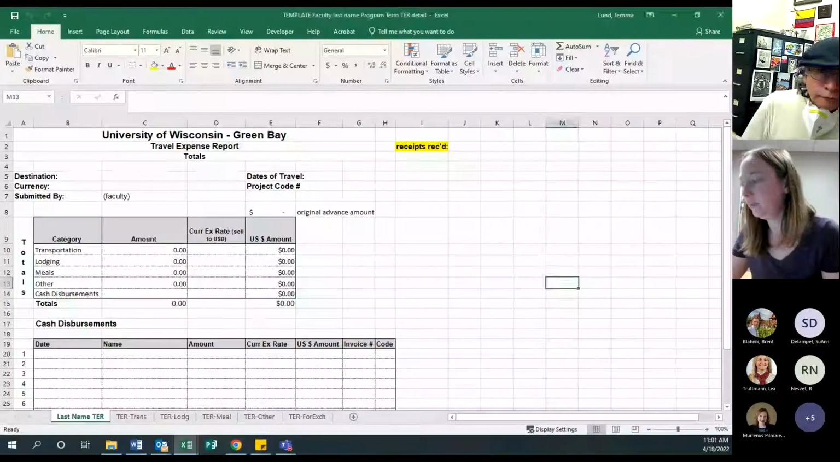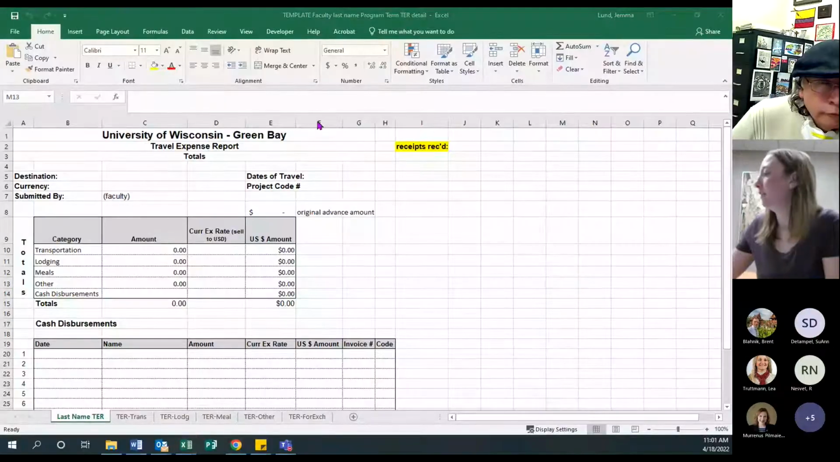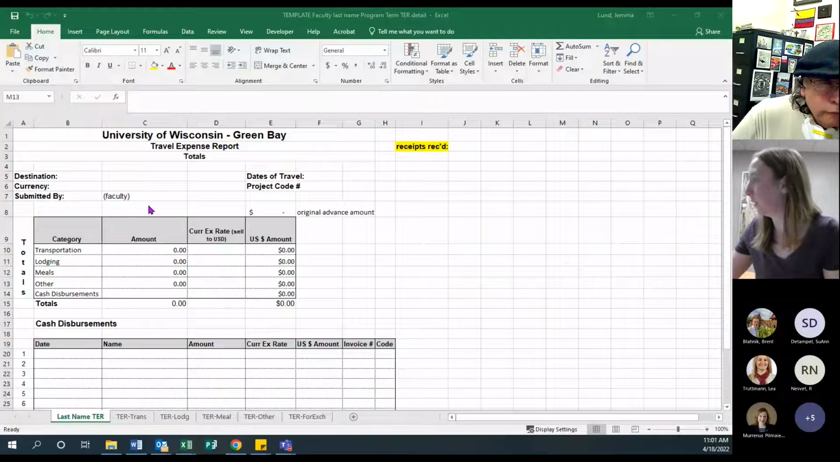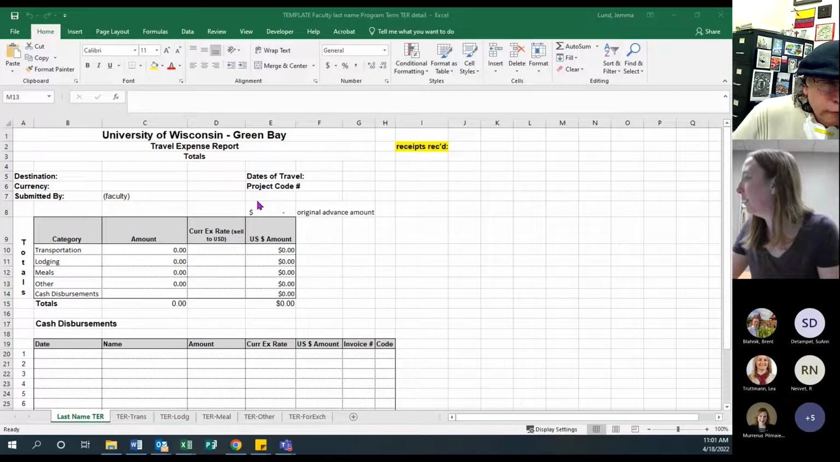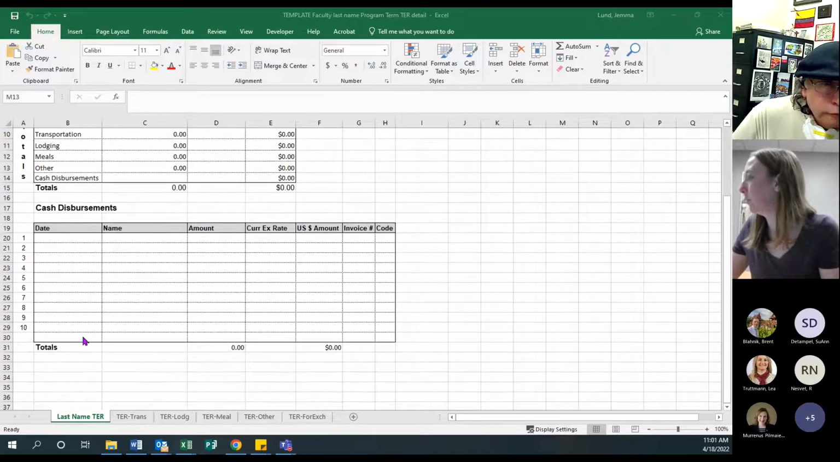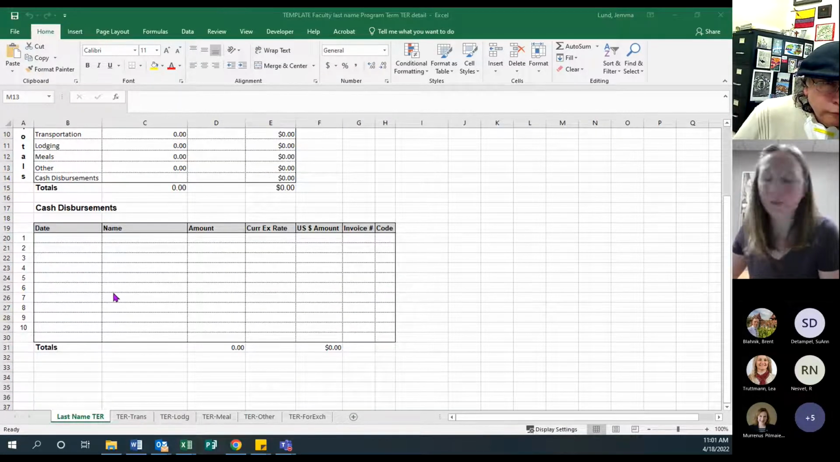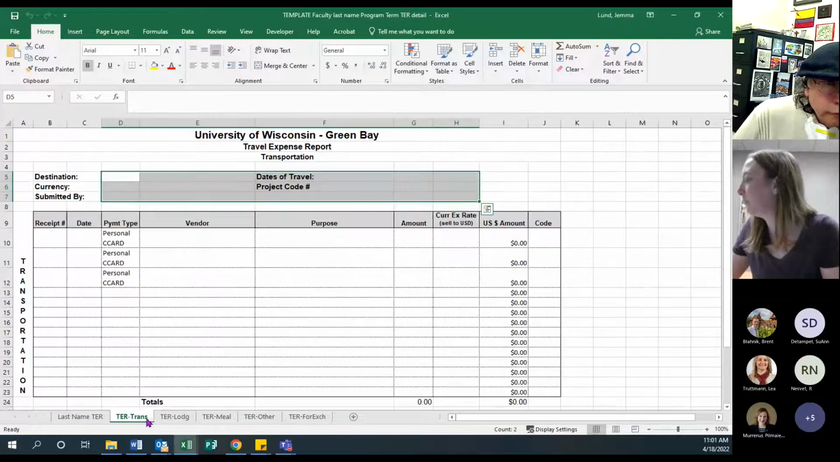So this is a blank one here of the organizing Excel sheet that we use for receipts. This is the summary sheet here. So your program, the currency, the main leader's name, the person in charge of the advance, would be here. And this is a summary. This is where we put all the cash disbursements, so any money that's out to students. And then we have a tab for each of those categories I was showing you earlier.